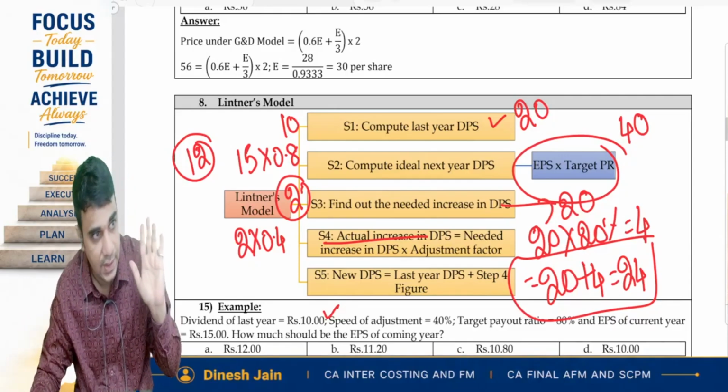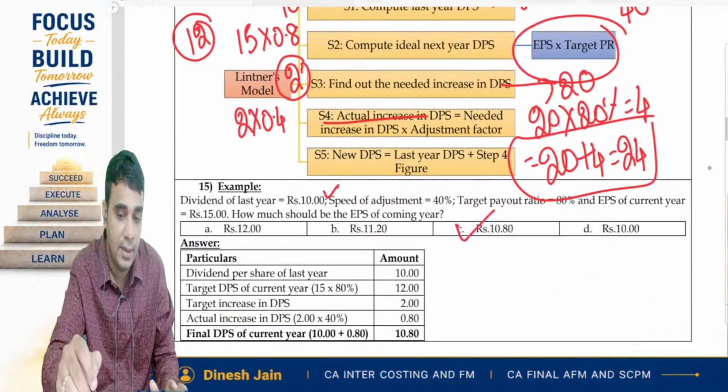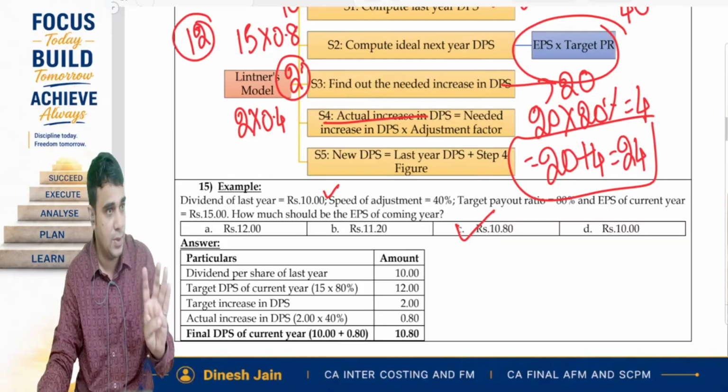Able to understand this? Any doubts on the concept here? So I will pay a dividend of only 10.8. Clear? Any doubts on this?